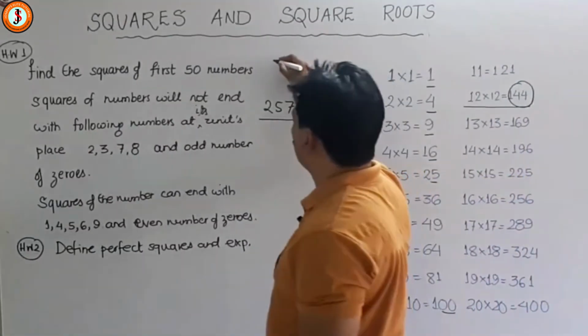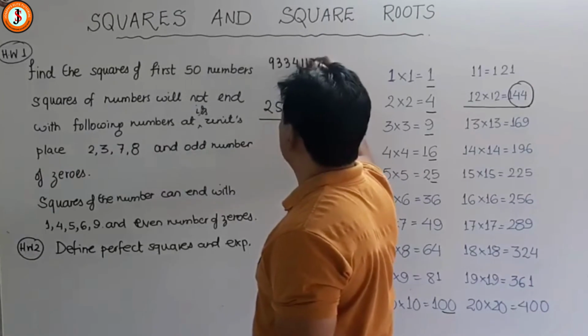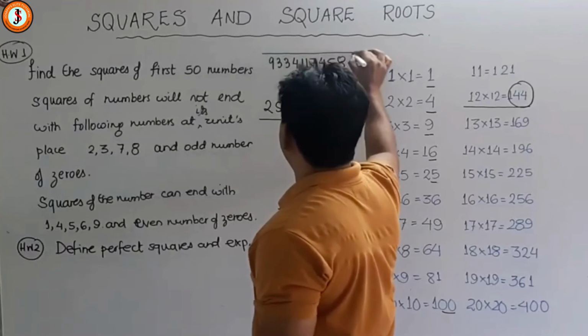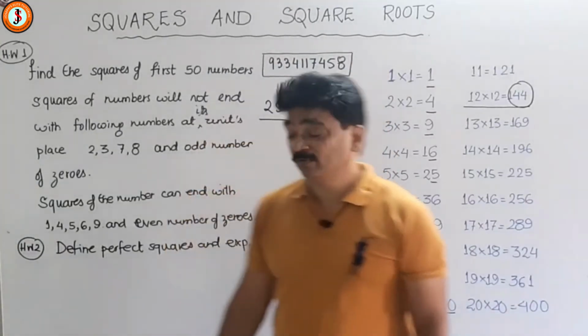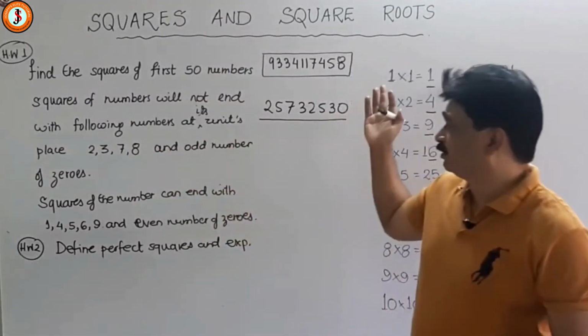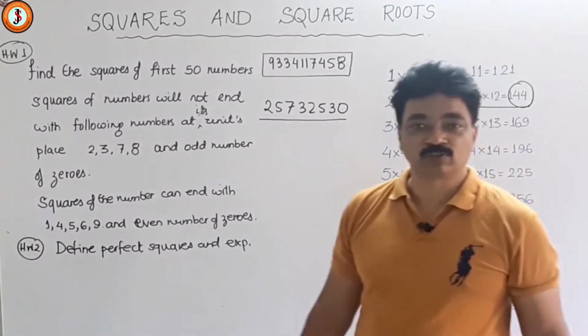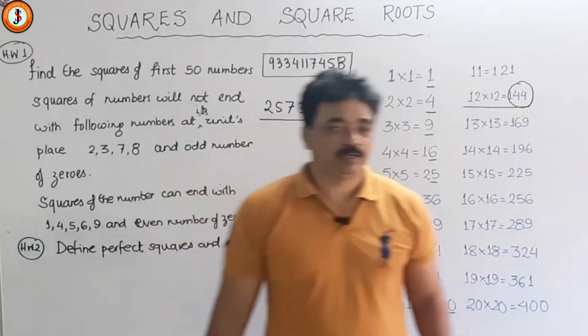If you ask, okay, is my phone number a perfect square or not, 933 411 7458? This is my WhatsApp number and this is my phone number. Is it a perfect square? Can you tell directly? It is ending with 8 at its units place, so it is not a perfect square. On my WhatsApp also you can give your answers.